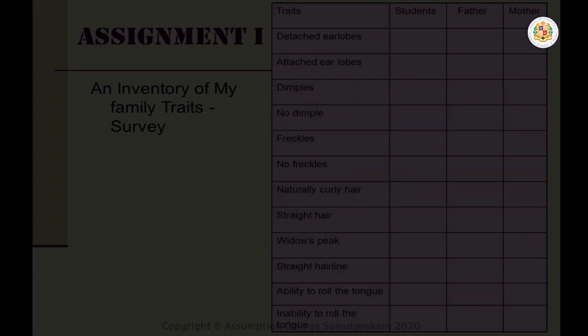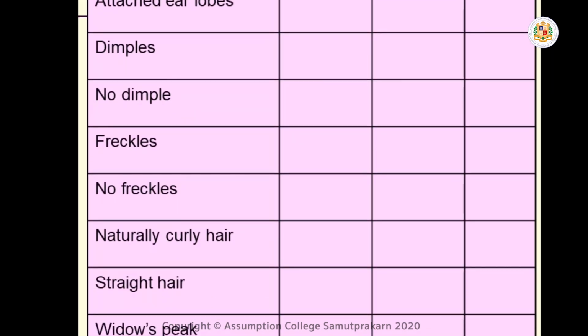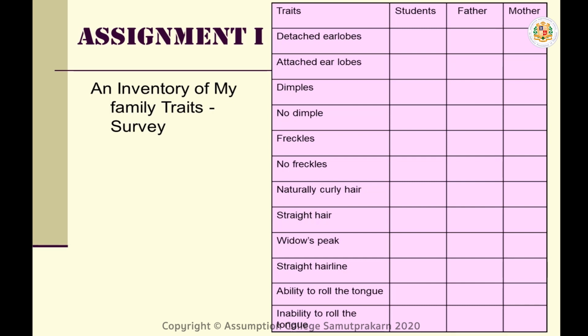So for your first assignment, we will have this inventory of my family traits survey. This is a survey in which you are going to compare your physical traits to the physical traits of your parents. So just study the table in which you can find some traits listed in order for you to observe or survey with. And if you find some, you may tick the table under the students.